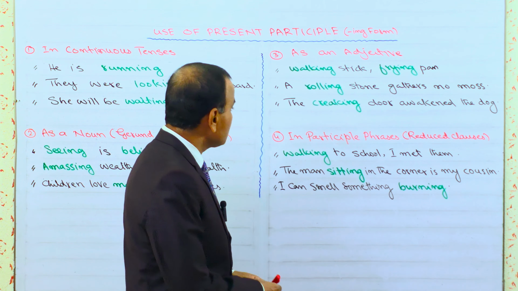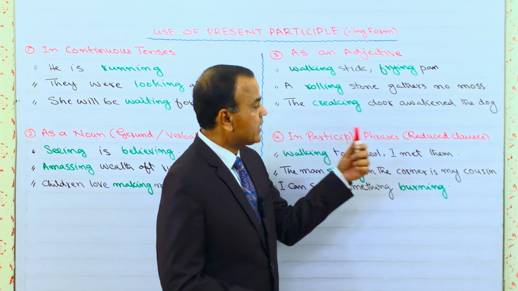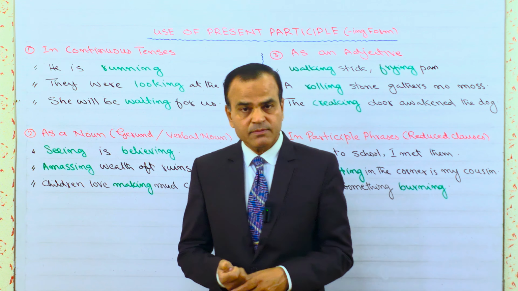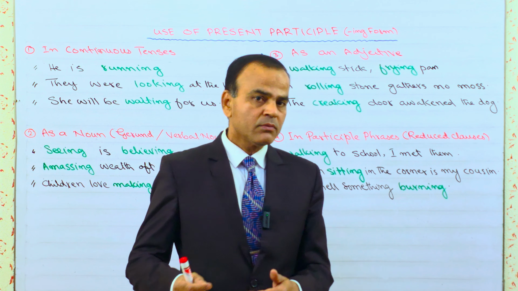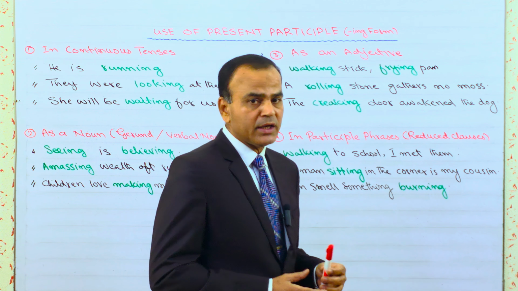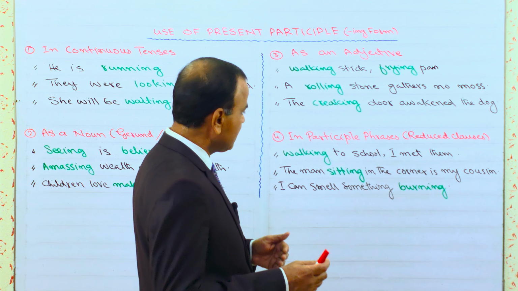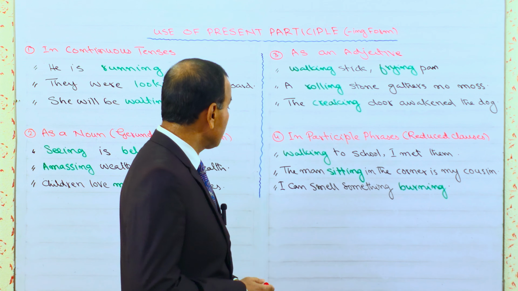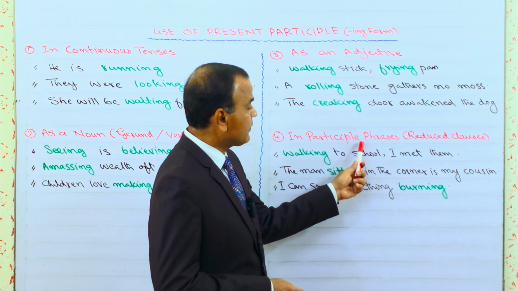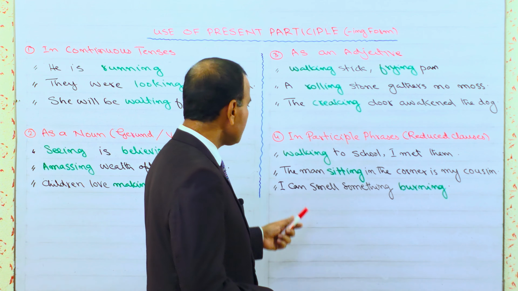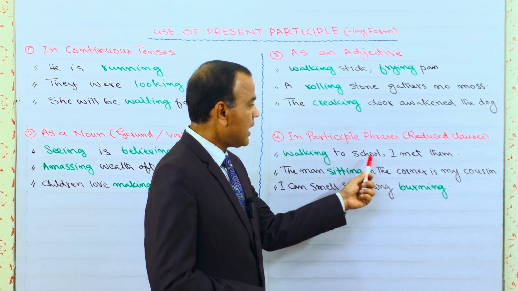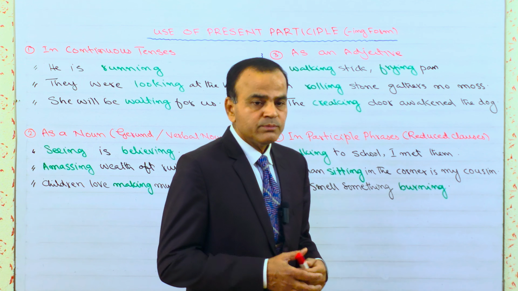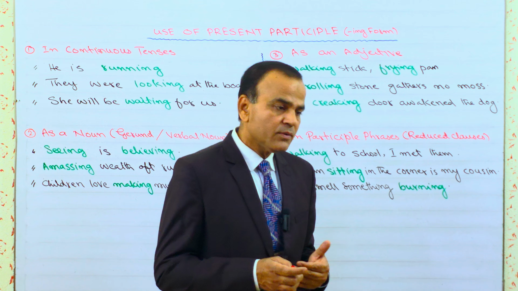Then it is also used in participle phrases or reduced clauses. What are participle phrases and how do they function in the language? There's a separate video on that if you are interested in watching it. I'm going to make a particular video on this point. But for now, let us understand the use of the ing form of the verb in participle phrases or reduced clauses. Walking to school, I met them. Or walking to school, I saw some people fighting.